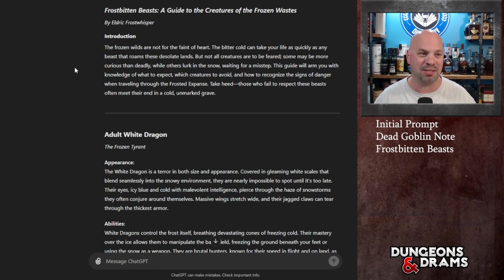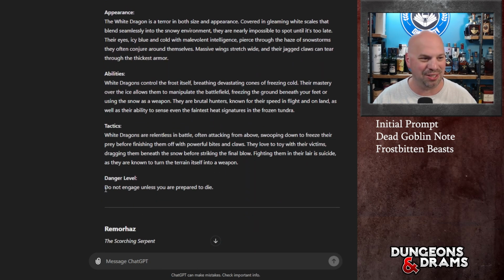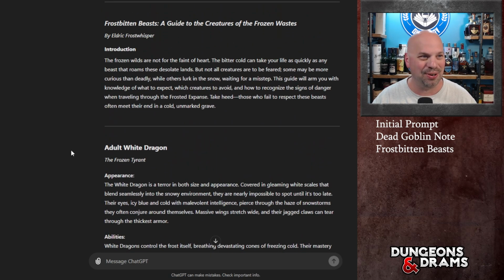Now, this is something that's going to go into all of those different animals and beasts and whatever monsters that we talked about. Adult white dragon. It's even going to tell you the danger level is: do not engage unless you're prepared to die. So it goes into all of these. It has a little final word thing. I'll put this whole book up here on the Patreon, and I'll probably generate some images to go with it because it's fun to do that.